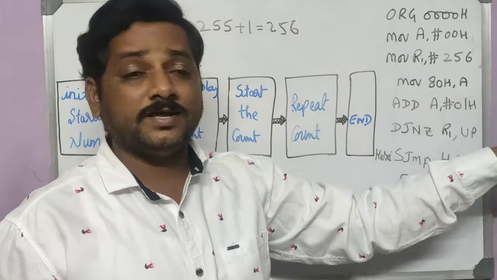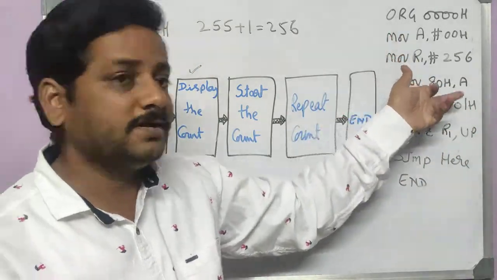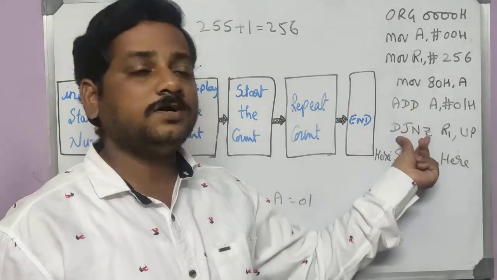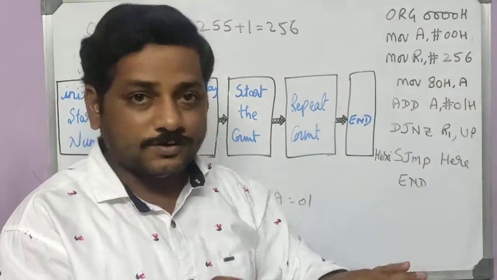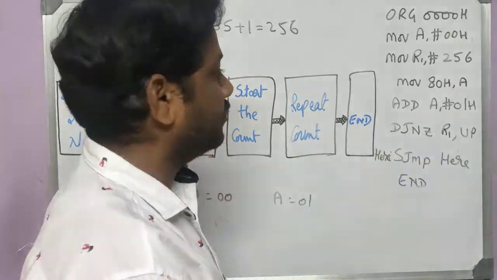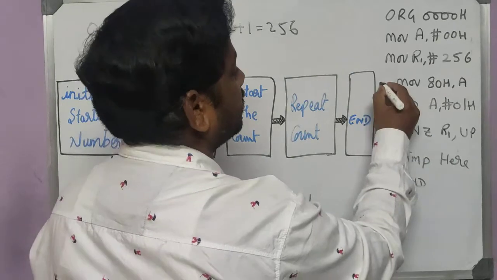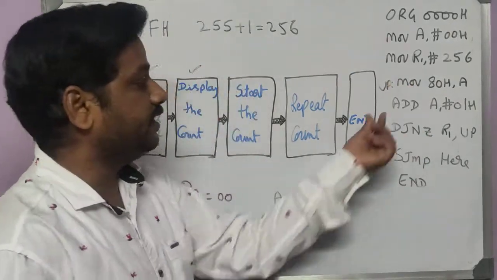MOV 80H, A. So I should jump to this line now. After incrementing, I should jump to this line. To jump, I used the instruction called DJNZ. Decrement R1. If it is not 0, then jump to this particular line. So what is the label I have written? UP. Because it is an up counter, I wrote UP. So you should write that label at this line, UP.